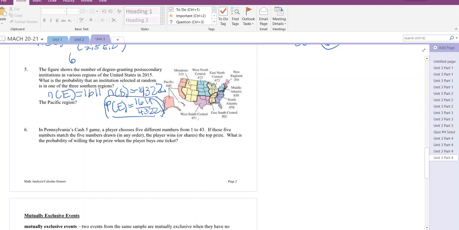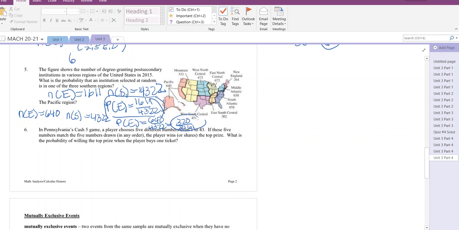If you're talking about the Pacific region, the number of ways, there's 640 institutions there. And the sample space, remember, is 4,322. So the probability of that event happening is 640 over 4,322, which reduces to 320 over 2,161.